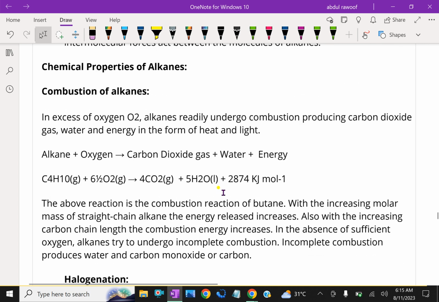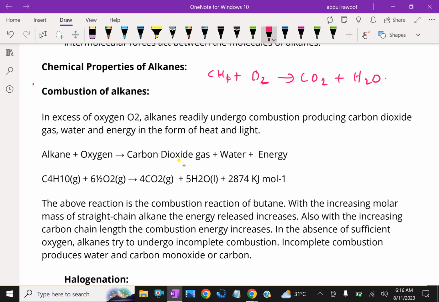Chemical properties of alkanes. Combustion of alkanes. Here, CH4, for example, methane plus oxygen gives CO2 plus H2O. Now balancing this: CH4 plus 2O2 gives CO2 plus 2H2O.